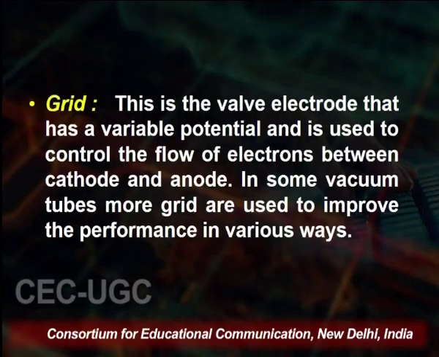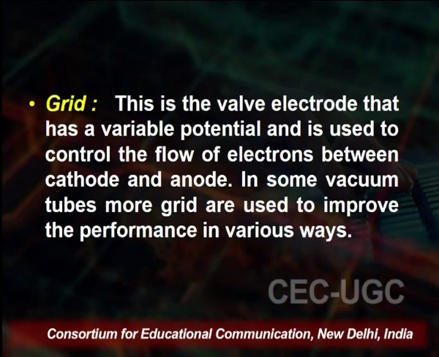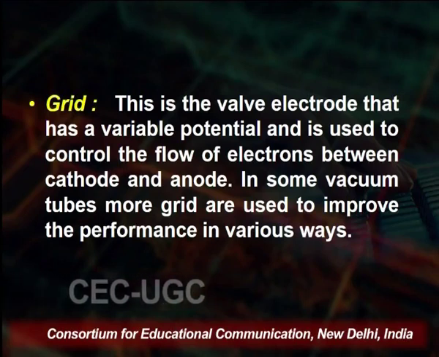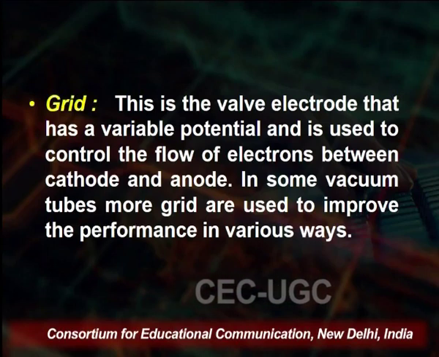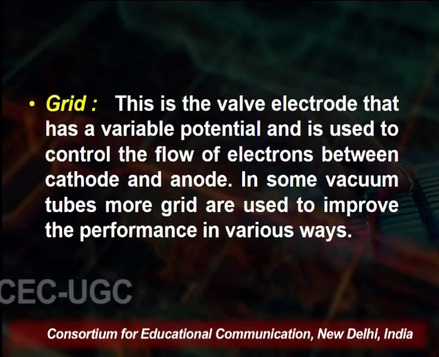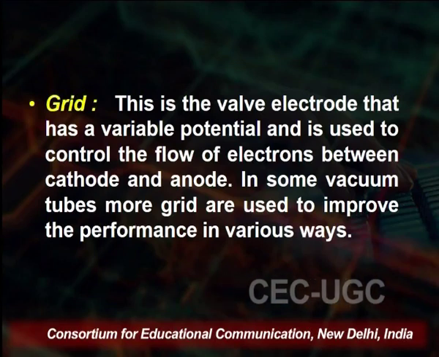Now, what is a grid? The grid is a valve electrode that has a variable potential and is used to control the flow of electrons between the cathode and anode. As the electrons are moving from cathode to anode, this grid will control their flow. In some vacuum tubes, more grids are used to improve the performance in various ways.